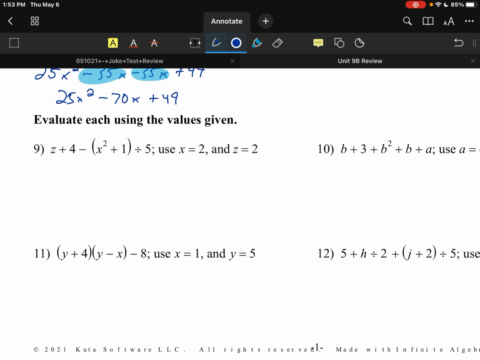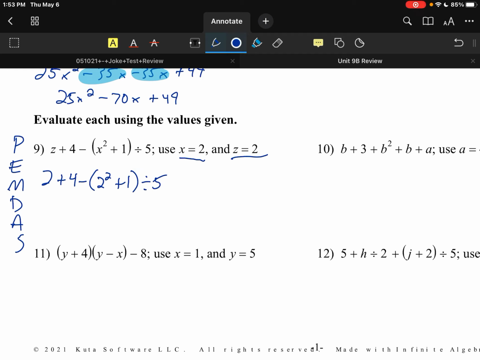9 through 12 is just evaluating. We've done these before. This is just a little longer, so there's a couple more operations to do. So since this is x equals 2, you plug in the 2 for any x, and then z equals 2, you plug in a 2 for any z. So 2 plus 4 minus, in parentheses, 2 squared plus 1 divided by 5. And then you follow PEMDAS. Ready?